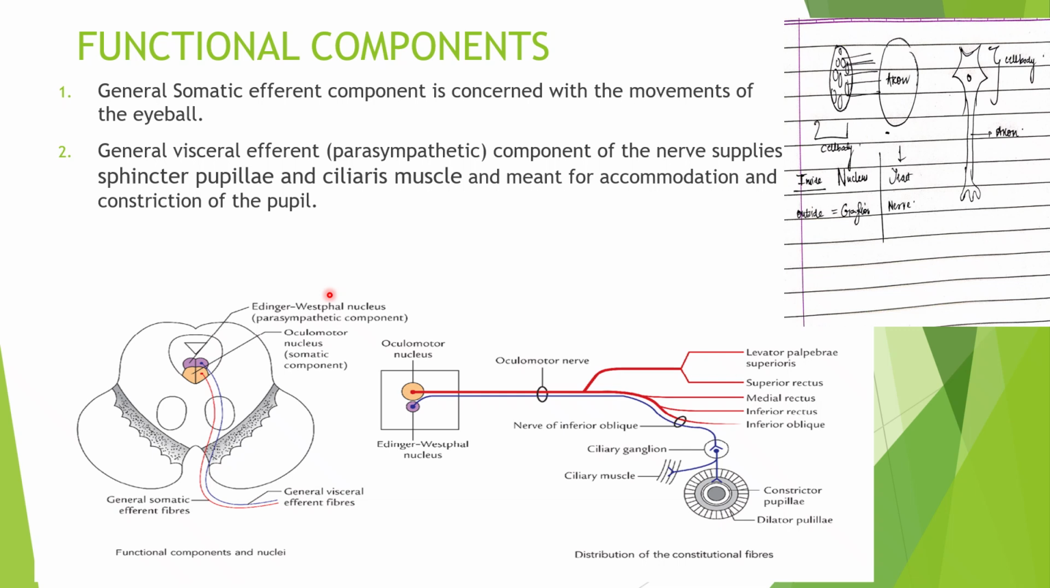So the collection of the cell bodies inside the CNS is a nucleus and outside the CNS is a ganglion. And the collection of the axons inside the CNS is a tract and outside the CNS is a nerve.